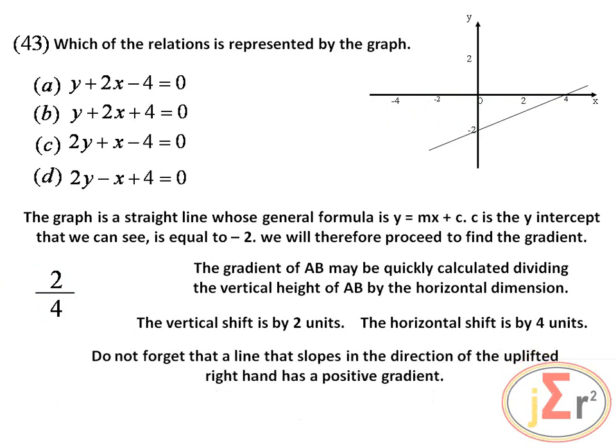What do we need to mention or to consider? Do not forget that a line that slopes in the direction of the uplifted right hand has a positive gradient. So uplifted right hand, positive gradient. There you have this. George Overson is showing us the uplifted right hand and showing us that the gradient of a line that slopes in that direction is positive. Thank you, George Overson.